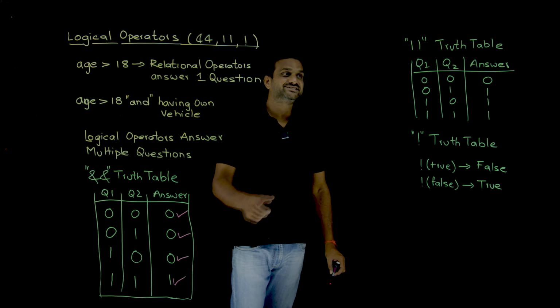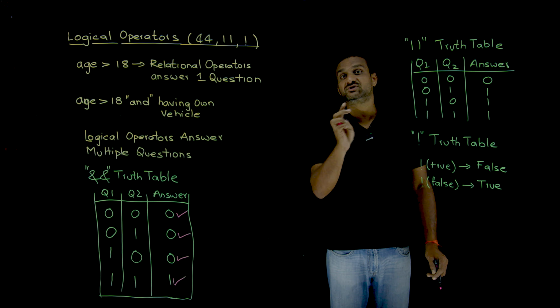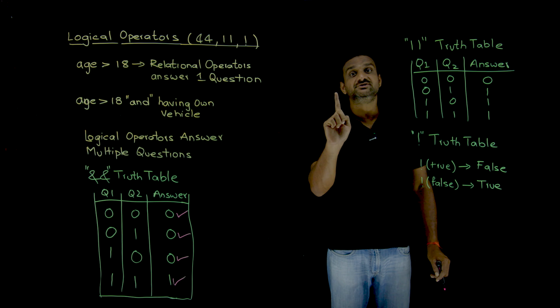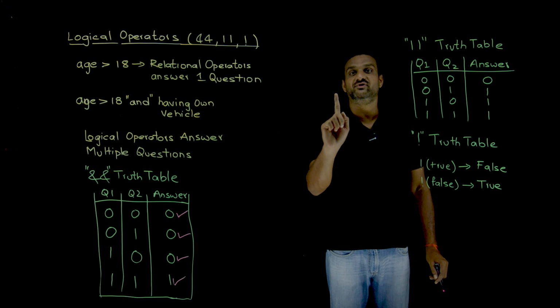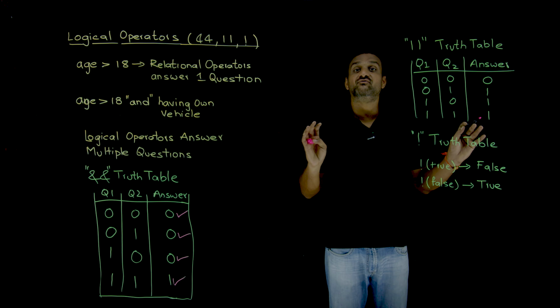The next is the truth table for logical OR. The name itself means that if any one of the questions produces an outcome of 1, or if both the questions produce an outcome of 1, at least one should produce an outcome of 1. If that is true, then you are going to get an outcome of 1 as the final answer. So let's see this.